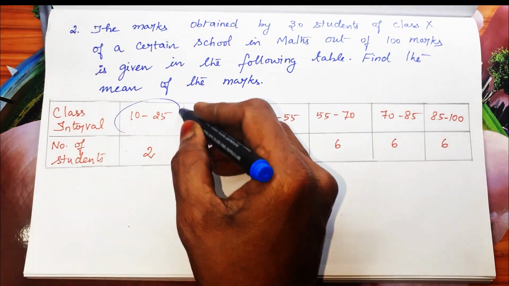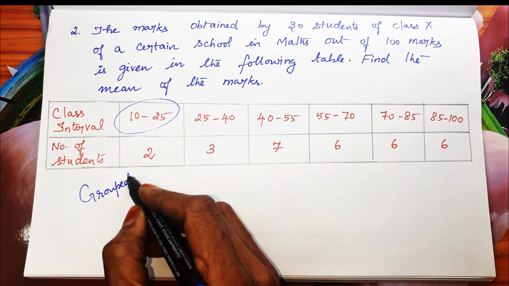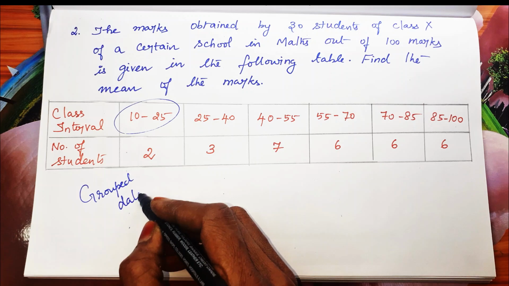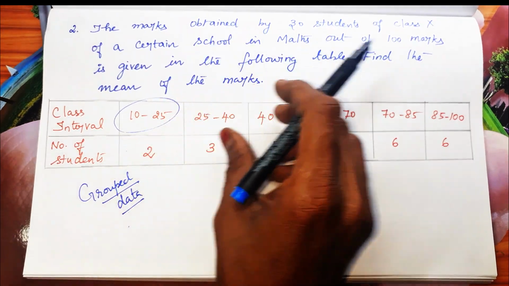For example, what kind of data is this? It is grouped data. The previous problem we saw was ungrouped data. This is grouped data. In grouped data, they have given the groups, right?